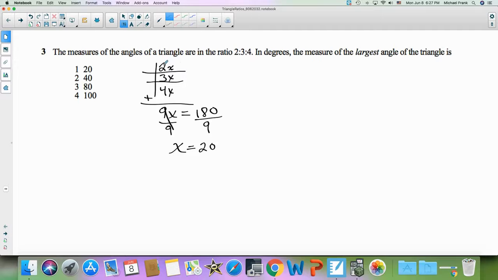Well, we're now going to substitute the 20 into each one. 2 times 20 is 40 degrees. 3 times 20 is 60 degrees, and 4 times 20 is 80 degrees. So the largest angle is 80 degrees. Don't forget also, this is an acute scalene triangle.